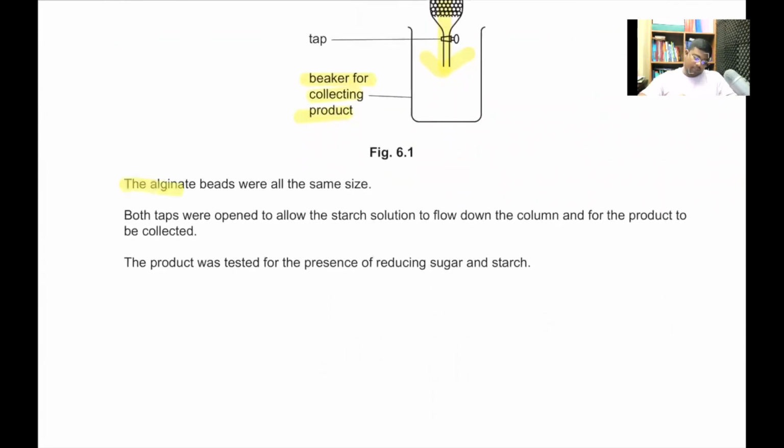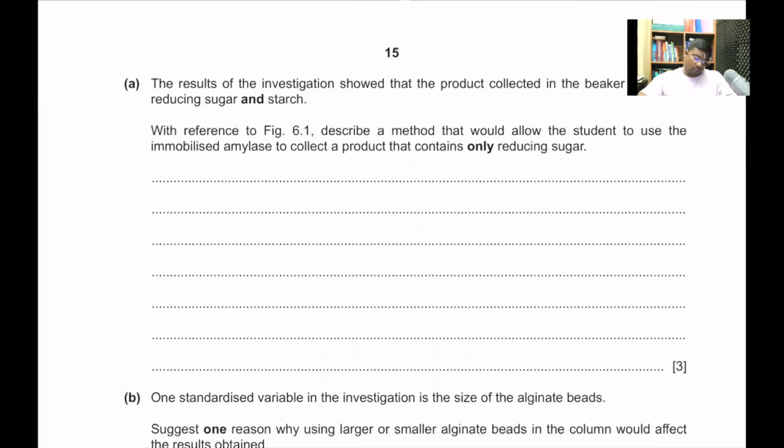The alginate beads were all the same size. Both taps were opened to allow the starch solution to flow down the column and for the product to be collected. The product was tested for the presence of reducing sugar and starch. The results of the investigation showed that the product collected in the beaker contained reducing sugar and starch. With reference to figure 6.1, describe a method that would allow the student to use the immobilized amylase to collect a product that contains reducing sugar only.